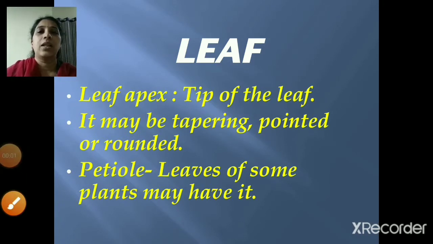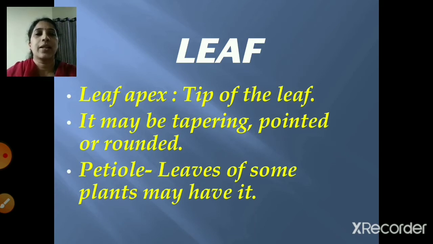Petiole. Leaves of some plants may have a stalk called the petiole. So every plant will not have this petiole, right? And then there is the leaf base. The portion of the leaf attached to the stem is called the leaf base, and small leaf-like structures are present near the leaf base. They are called the stipules. So let's move to the next part.